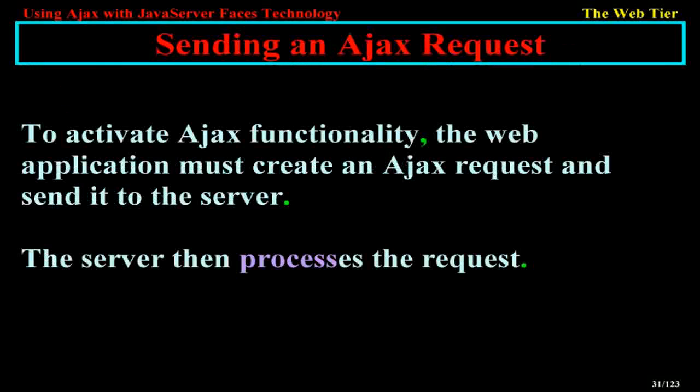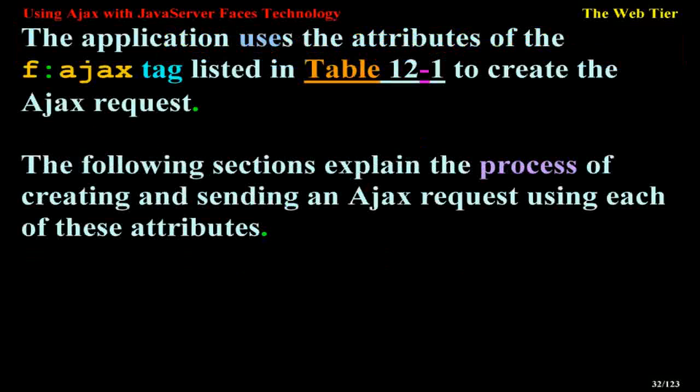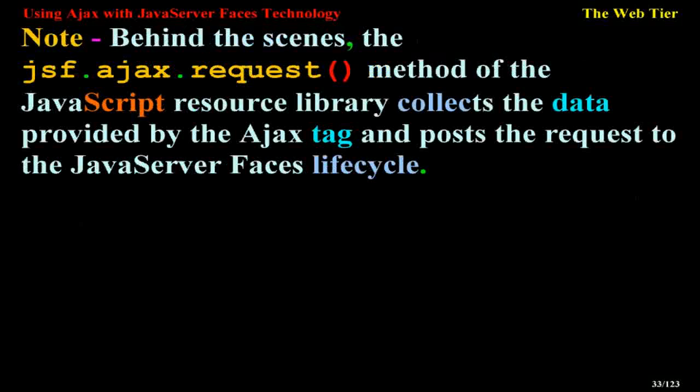Sending an Ajax request. To activate Ajax functionality, the web application must create an Ajax request and send it to the server. The server then processes the request. The application uses the attributes of the Ajax tag listed in Table 12-1 to create the Ajax request. The following sections explain the process of creating and sending an Ajax request using each of these attributes. Note, behind the scenes, the jsf.ajax.request method of the JavaScript resource library collects the data provided by the Ajax tag and posts the request to the JavaServer Faces lifecycle.